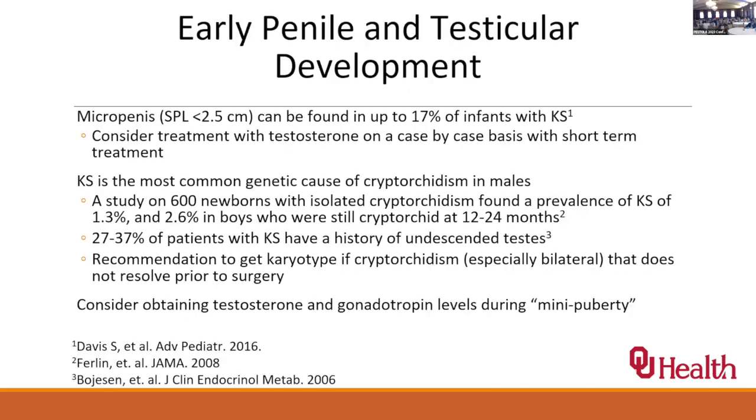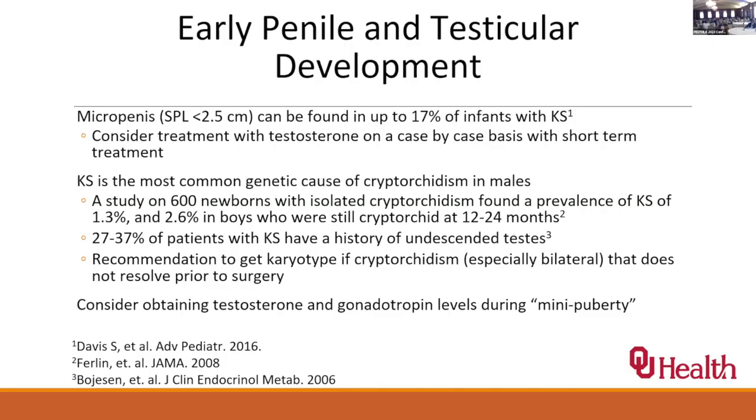So we also have micropenis quite often in Klinefelter, and that was shown by the picture I showed earlier. Generally, we say micropenis is an SPL of under 2.5 centimeters. Different people may have slightly different definitions, but this is the most common definition. That's what I use in my practice.